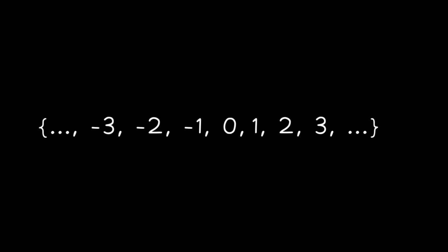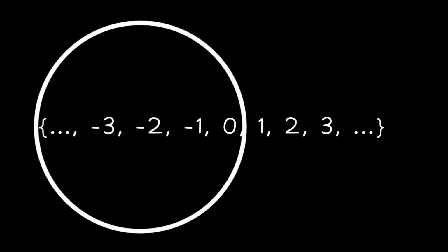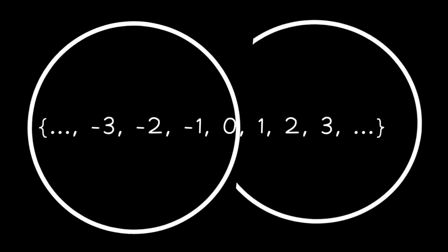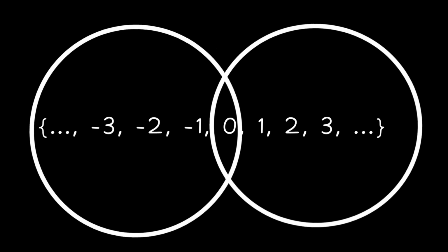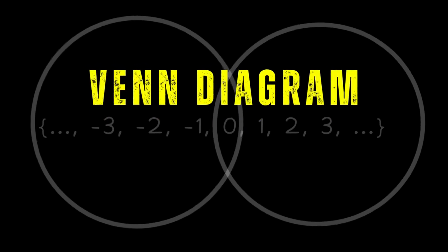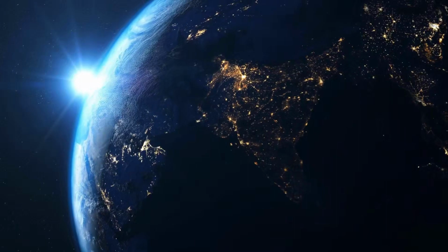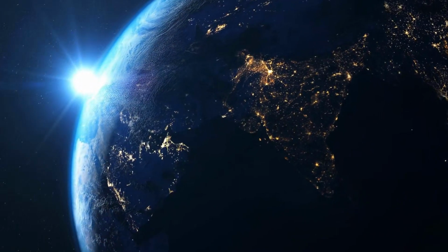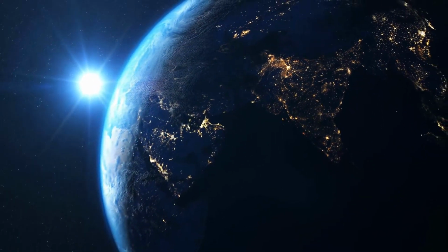If we have a set of integers, say all negative numbers including 0 and all positive numbers, and we highlight the positive integers in one circle and the negative integers in another, what would that look like? That's right, it's a Venn diagram. Now, let's dive deeper into the world of integers and the sets.